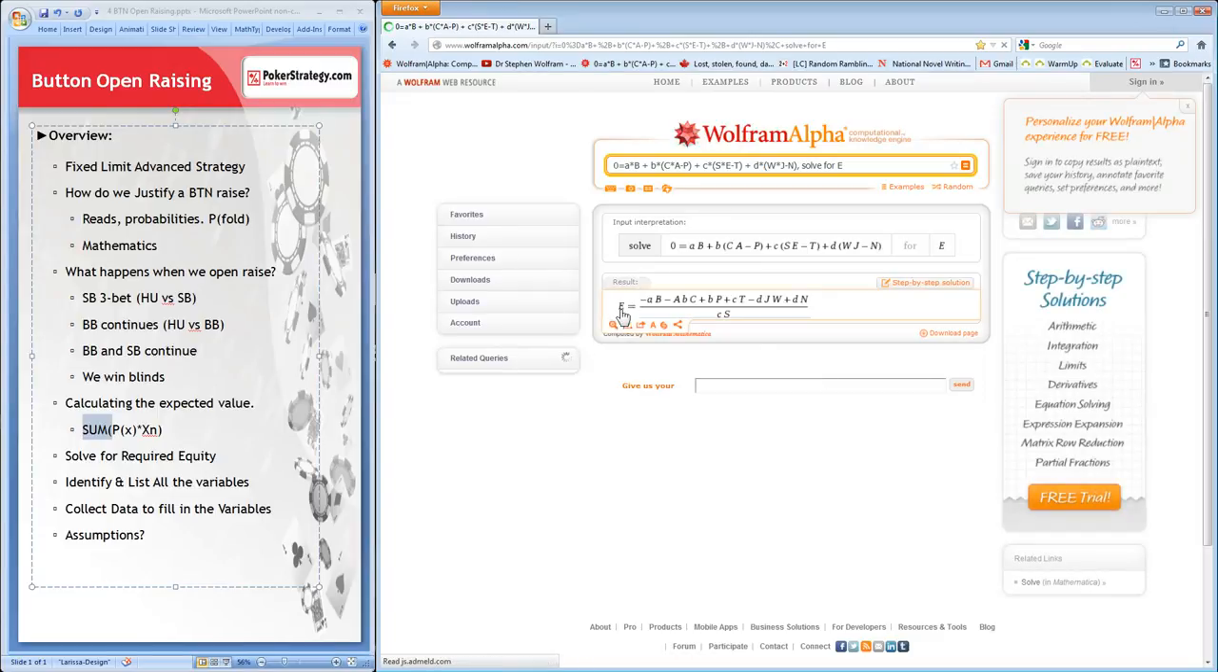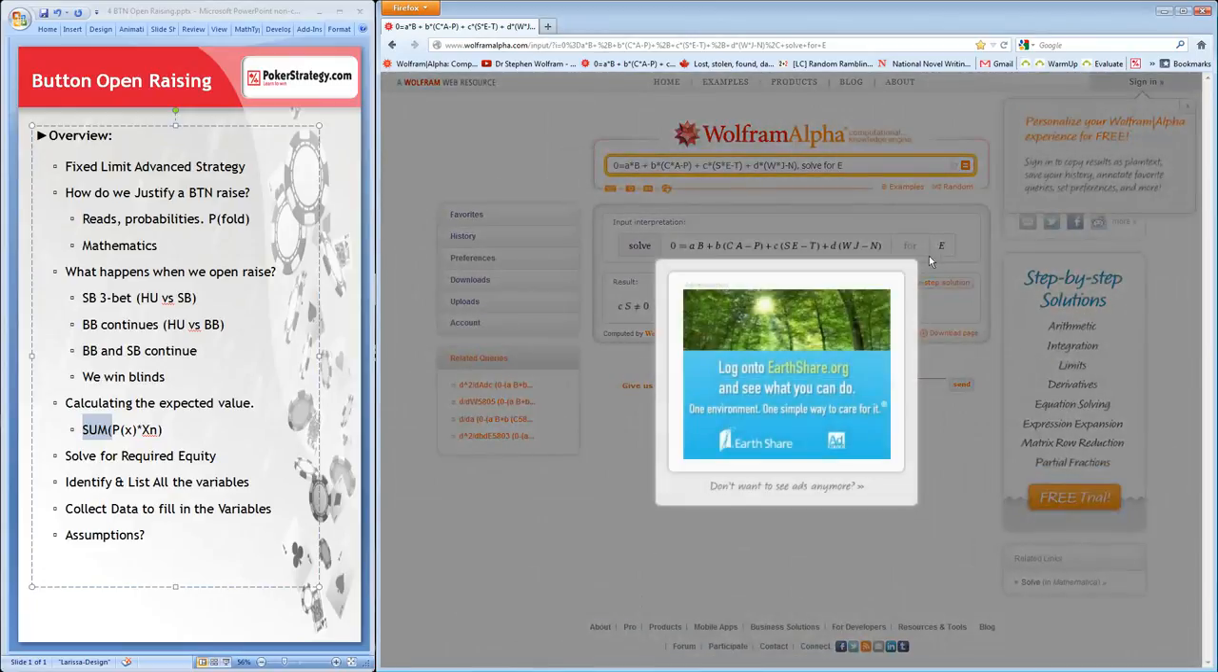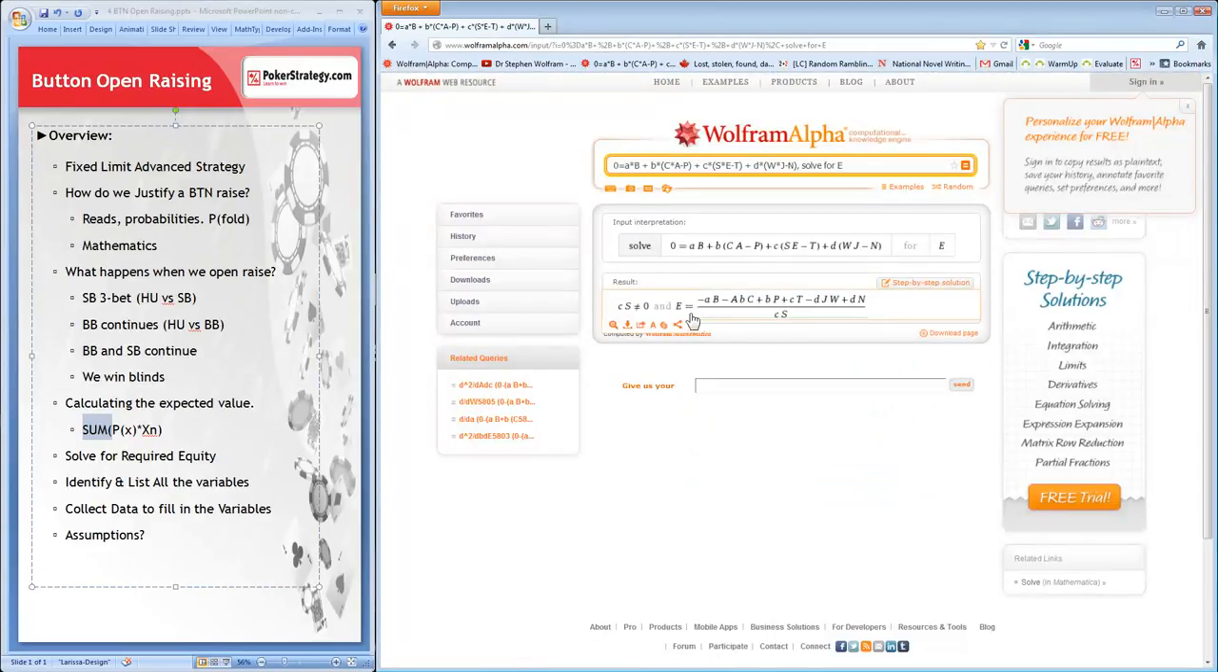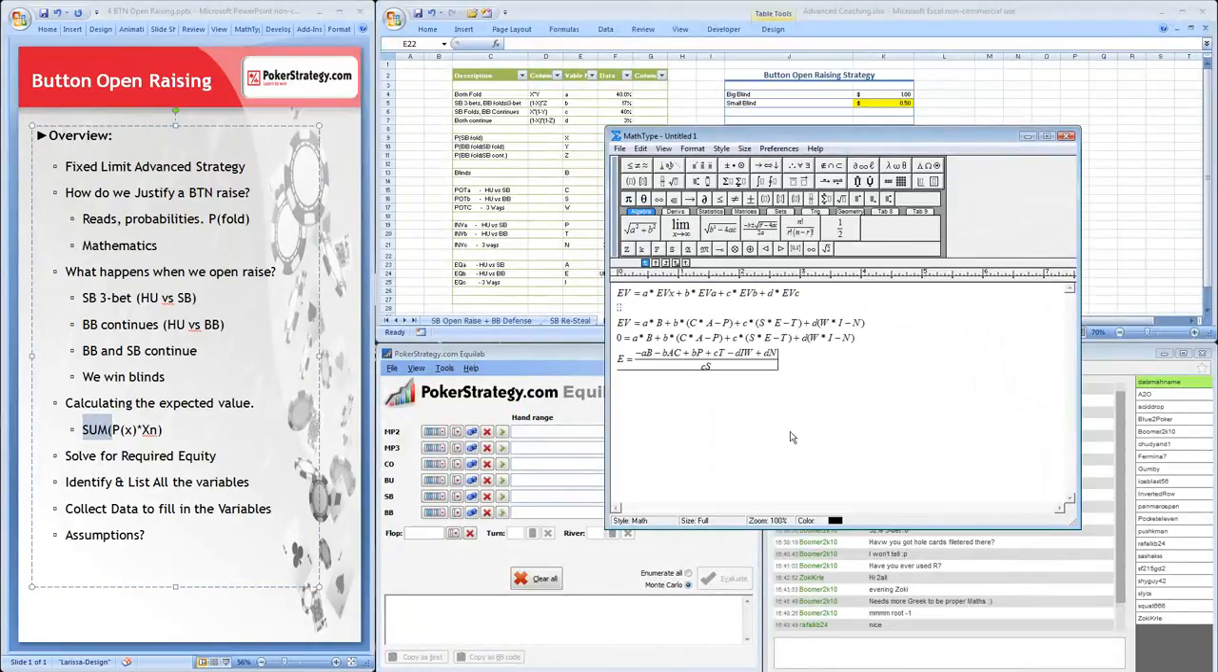Okay, and you can see here we've got this equation. We've got E, which is our minimum equity, is equal to this thing, right? So if we use our variables and calculate this out, what we will get is the minimum equity that we need for those situations. Very general, very powerful.